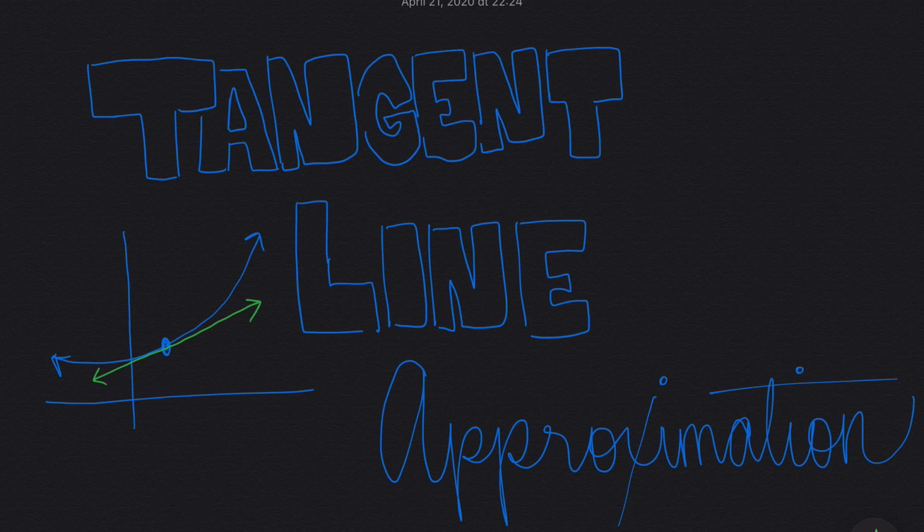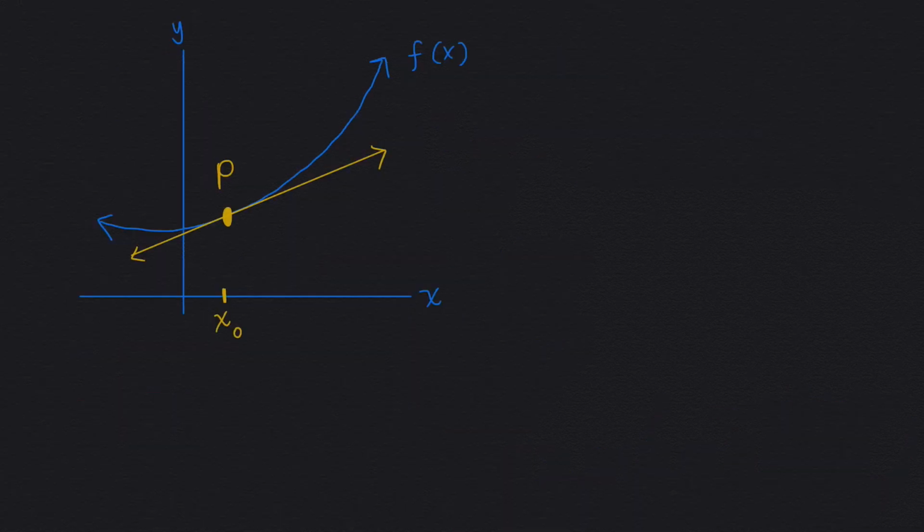This lesson will be about tangent line approximation. What does that mean? Now, I hope you guys remember the tangent line problem. The question here is, if we have a function like f of x, how can we find the slope of the line that is tangent to it at some point, like P? So we want to find the slope of this line.